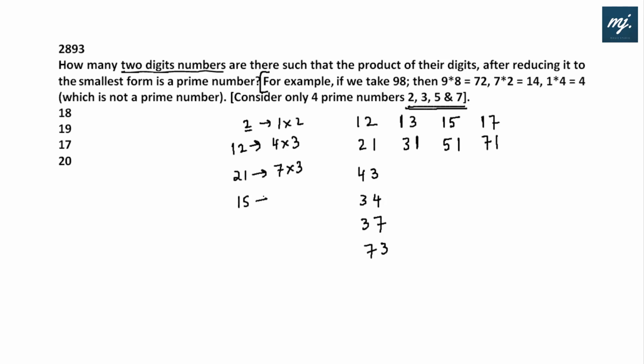15, we can check for 15. 15 is 5 into 3. So I can have numbers 35 and 53 which will end in 15 and 15 will end in 5. Okay. Now 51 would be 3 into 17. But 17 is not a single digit number. So no two digits multiplication will give 51.